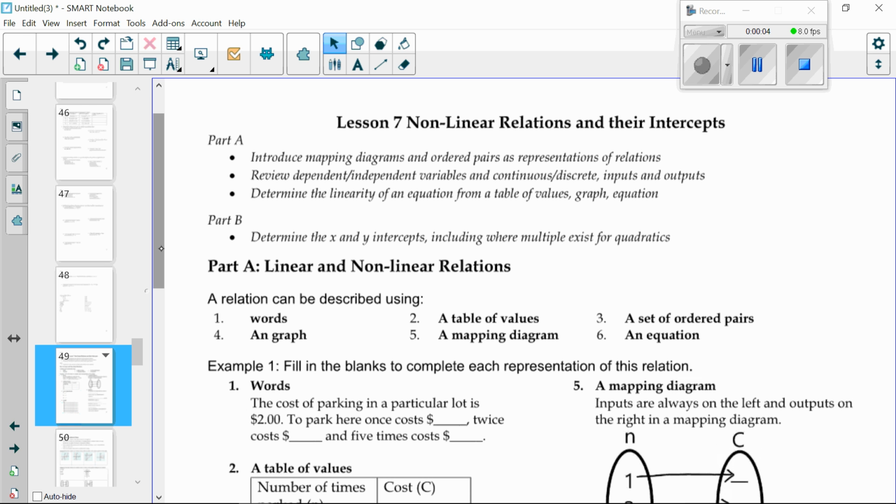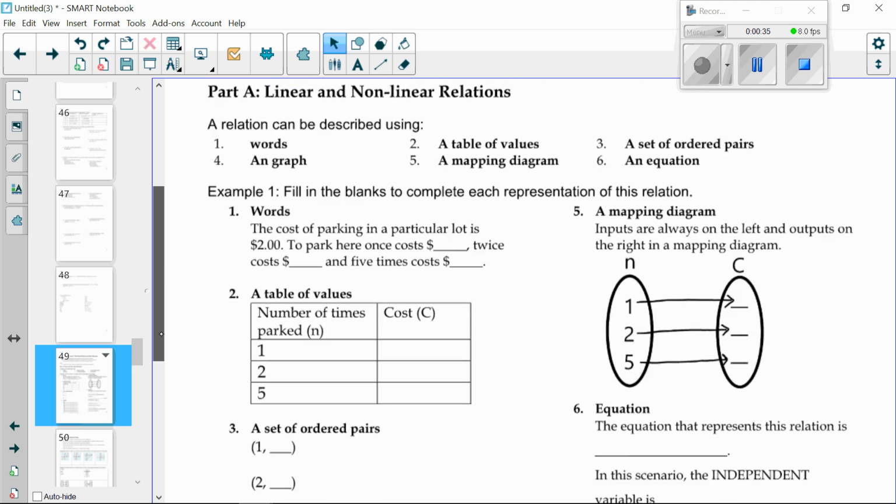So we're going to do lesson 7, nonlinear relations and their intercepts. Introduce mapping diagrams and ordered pairs as representations of relations. Review dependent, independent variables and continuous discrete inputs and outputs. Determine the linearity of an equation from a table of values, graph, or equation. Okay, that was repeated, but that's okay. Then we're going to determine the x and y intercepts, including where multiple exist for quadratics.